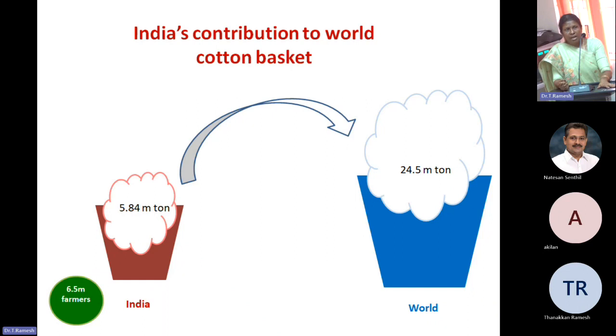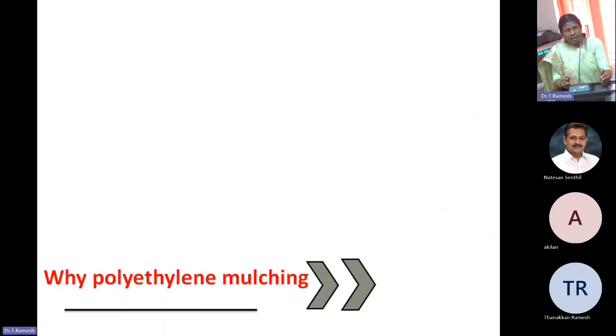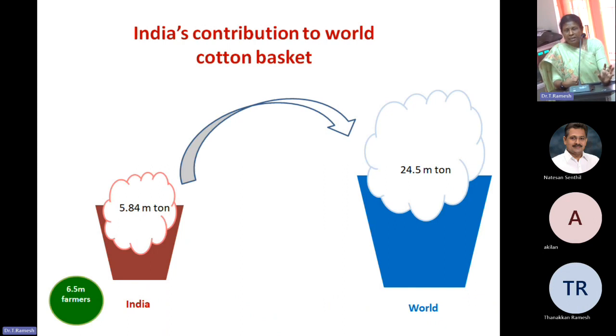Though we are number one in area and number two in production, in terms of productivity we are very, very far from the world average. Our average is 445 kg lint per hectare, whereas even the world average itself, leave alone the best in Australia or Brazil, is 780 kg. But we are getting only 445 kg lint. For this, I can list so many reasons.